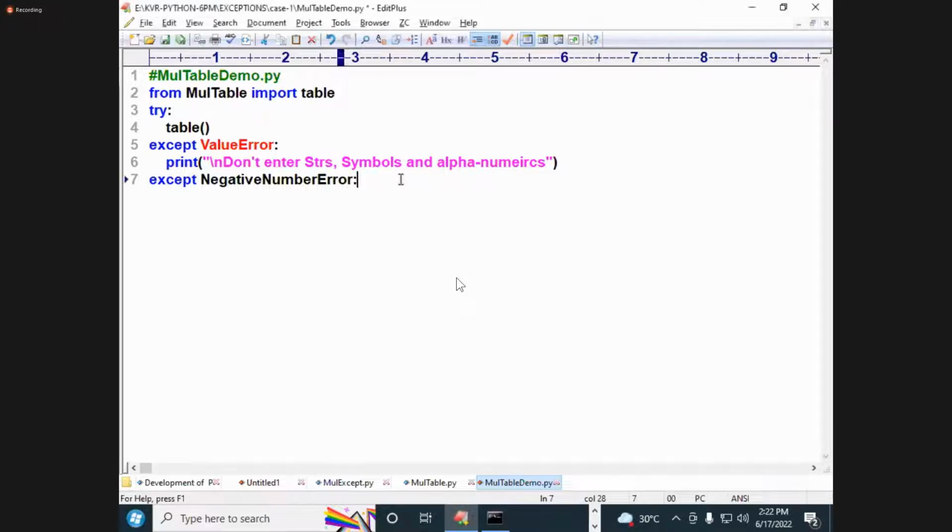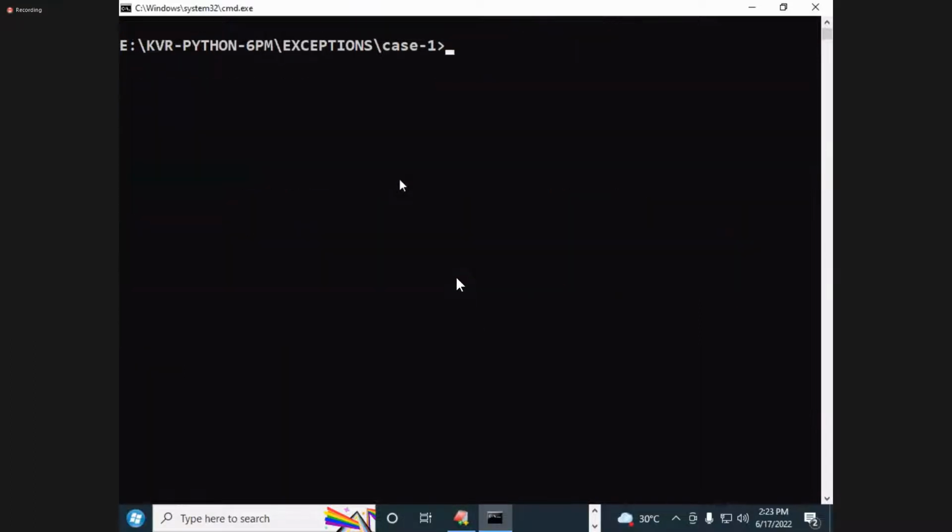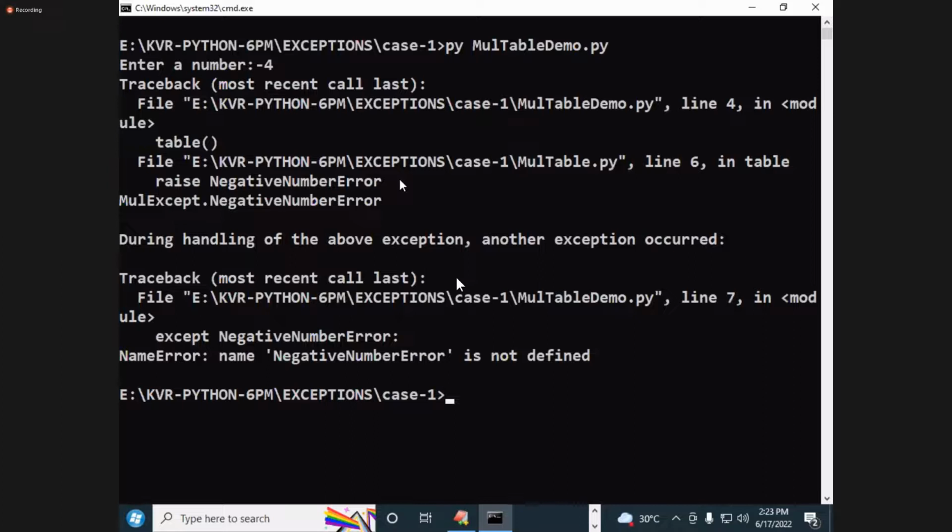So, negative number, say what here? Print \n, don't enter negative numbers for which one? Multiplication table. Don't enter negative number for multiplication table. Okay. Now run once again. See that point to point. I'm going to get it. -4. What happens here? Negative number error is not defined.